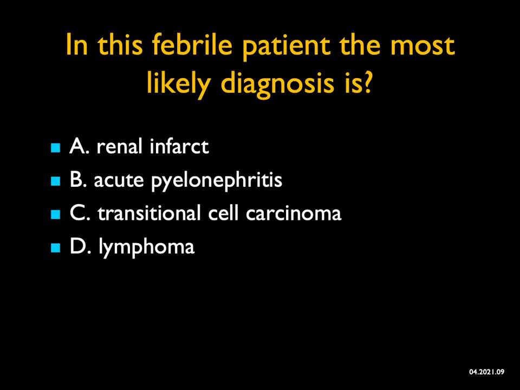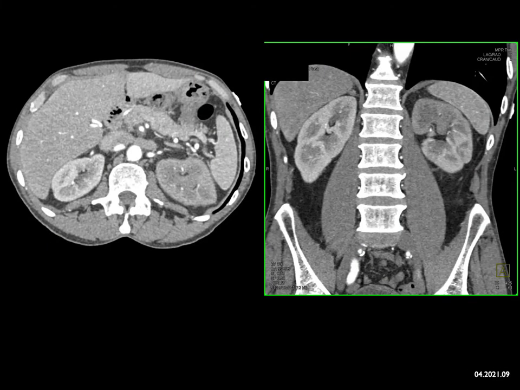In this febrile patient, the most likely diagnosis is, well, what do we see? We see decreased attenuation in the upper pole of the left kidney, shown nicely on the axial view and nicely on the coronal view. There's no mass effect per se in the sense that this is a tumor. We talk about lymphoma being infiltrating, but again, you would see more mass effect and you would see some of the additional loss. This is low attenuation. I'm thinking about pyelonephritis.